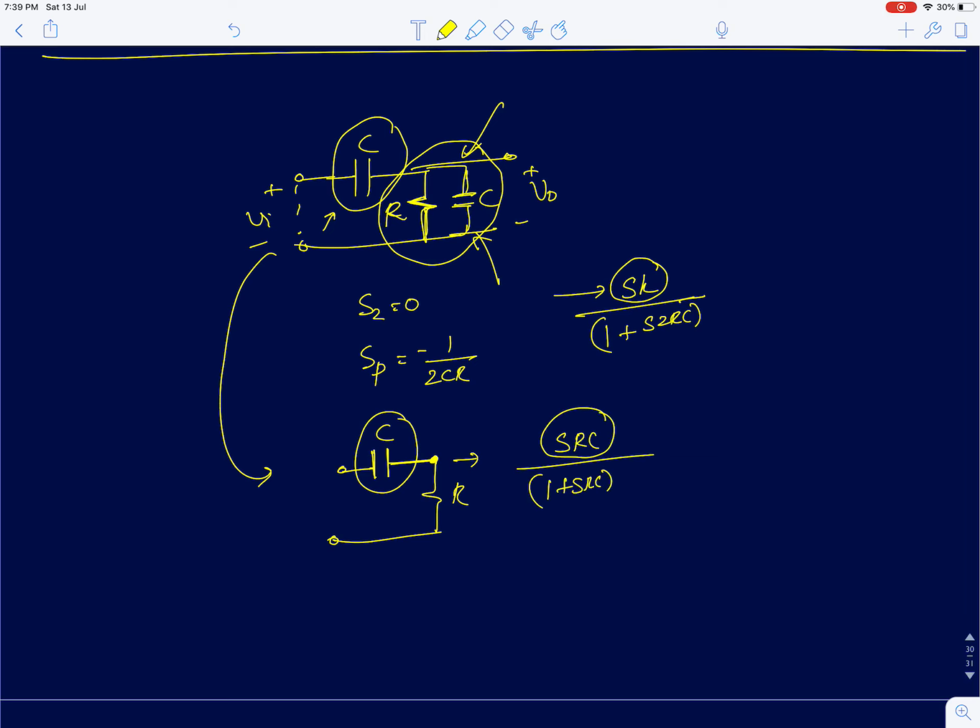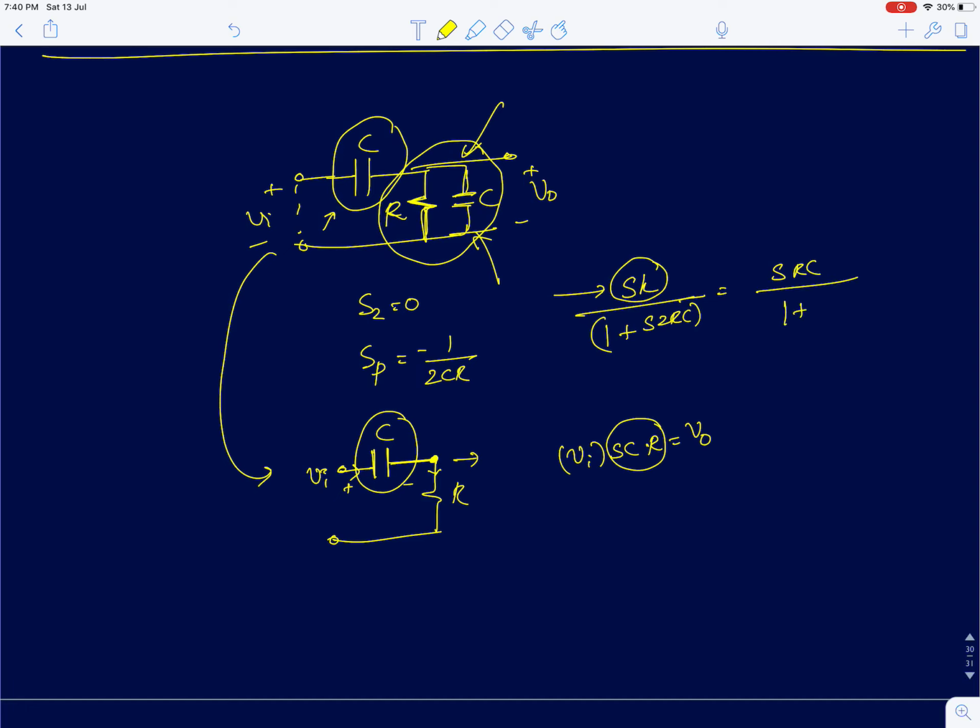Or I'll tell you a slightly different, more intuitive way. If I apply an input Vi here, most of the input falls across the capacitor. So I can assume Vi is entirely falling across that. The current flowing through it is given by Vi by 1 by SC, so Vi into SC. That current will flow through the resistor, and that will be your V0. So the slope at low frequency is simply SRC for this circuit. So this circuit is SRC by 1 plus 2SRC. That's how I wrote the transfer function.